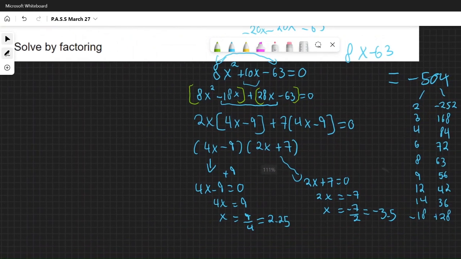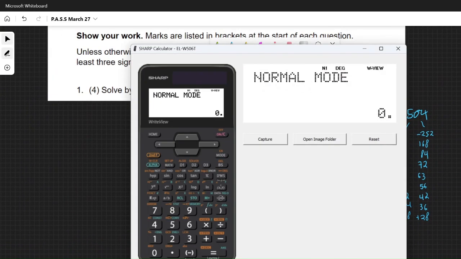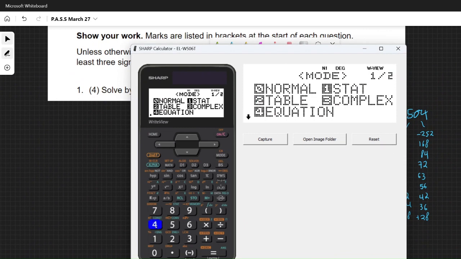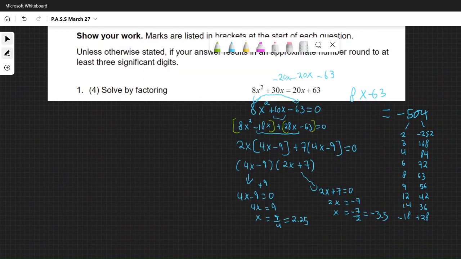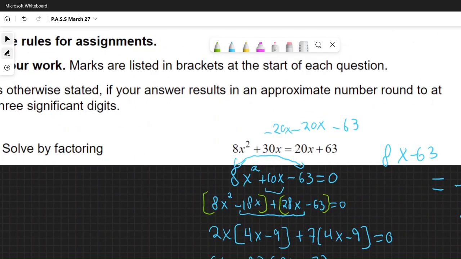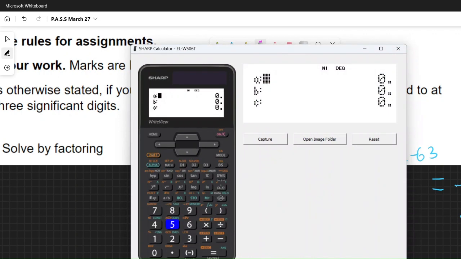And then if you are allowed your calculator, I'd always recommend double checking with it. So we go to mode, equation, quadratic mode, and then we're going to have it in our quadratic form, so our squared value plus our other value all set equal to 0. So like we have it here, so this is our a value, this is our b value, and this is our c value. So we have 8 for our a value, 10 for our b value, and negative 63 for our c value. And as you can see, we got 2.25 and negative 3.5, so that means we did it right.